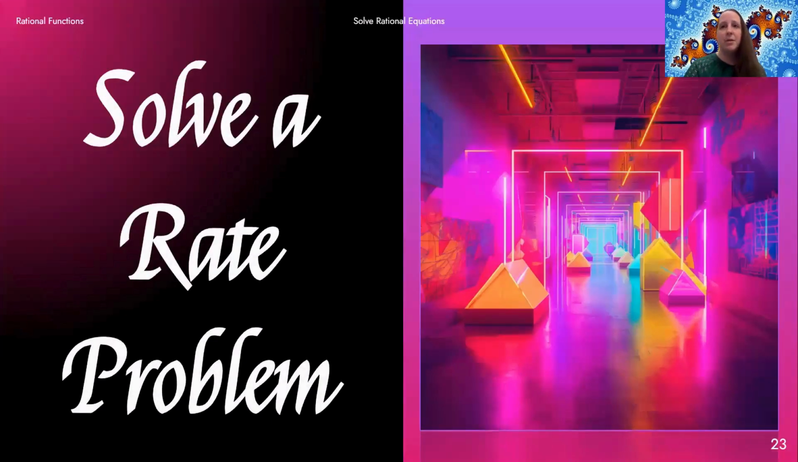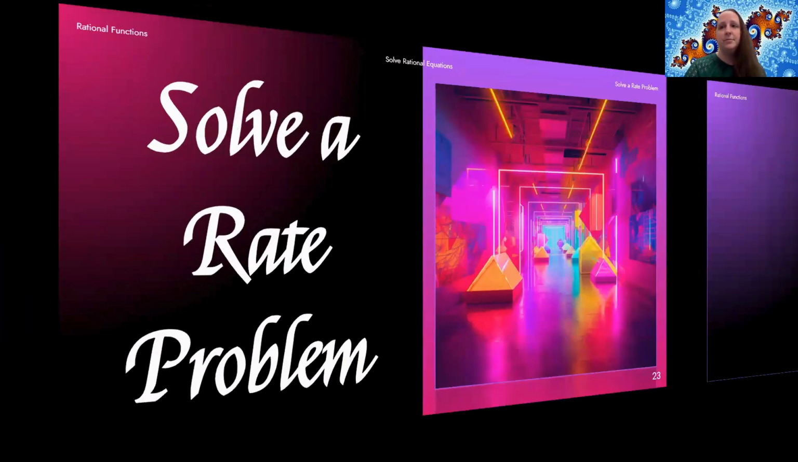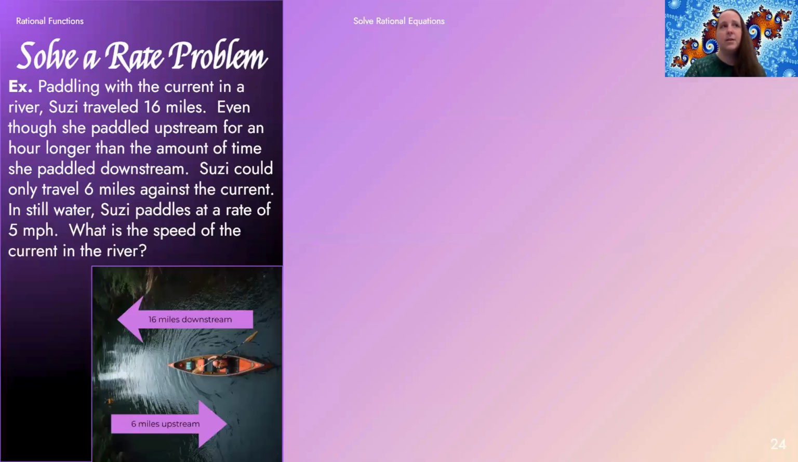Solve a rate problem. Paddling with the current in a river, Susie traveled 16 miles, even though she paddled upstream for an hour longer than the amount of time she paddled downstream. Susie could only travel 6 miles against the current in still water. Susie paddles at a rate of 5 miles per hour. What is the speed of the current of the river?